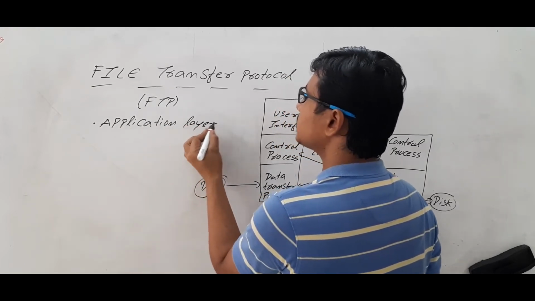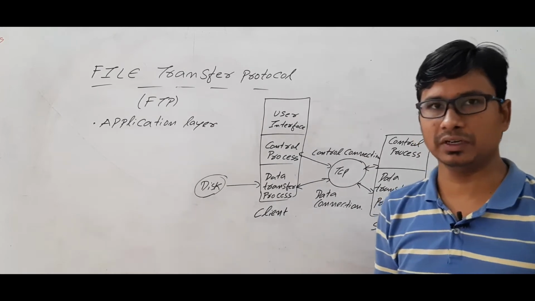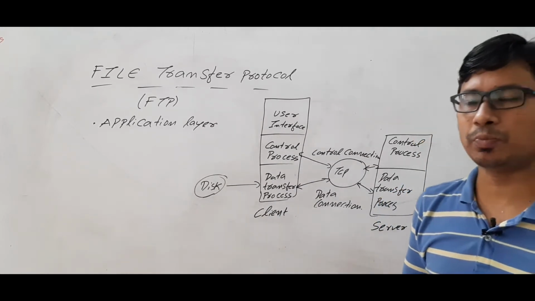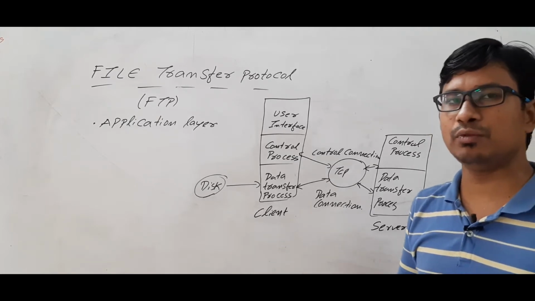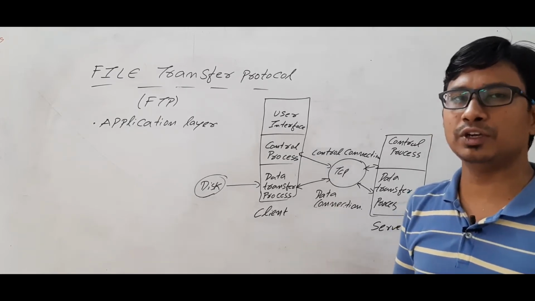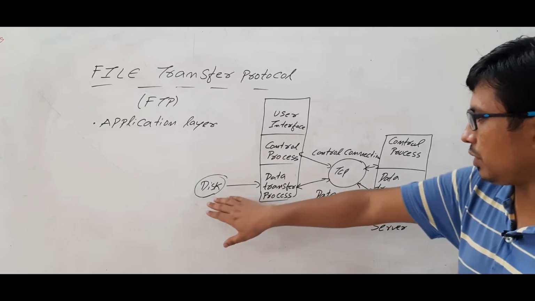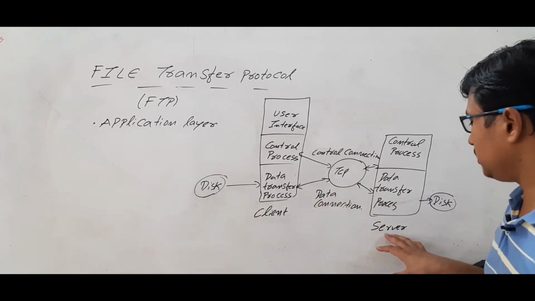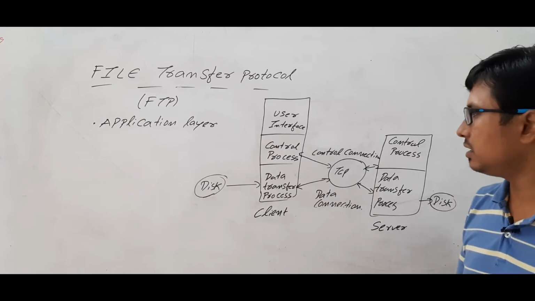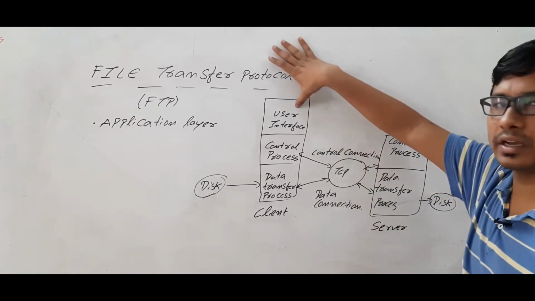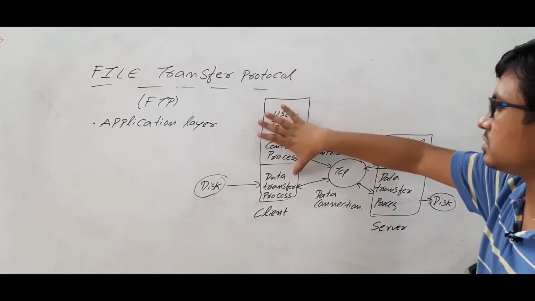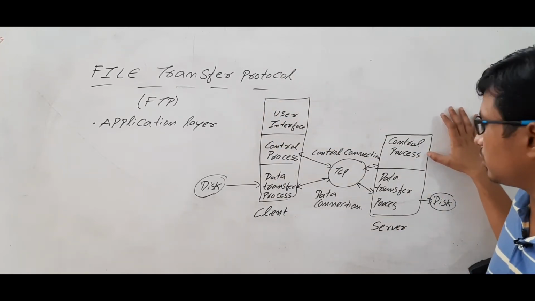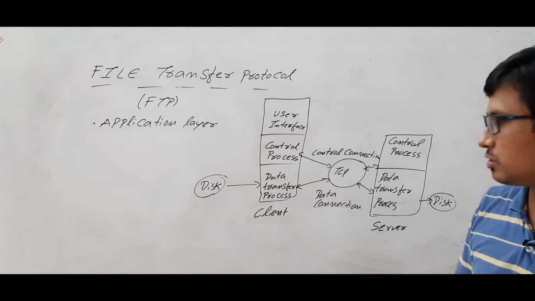Now you can ask me how the data will be transferred. To explain it, I have taken a diagram and I will explain the process in detail, so I request everyone to watch the complete video for better understanding. You have a client and a client disk for storing the data. Similarly, you have a server and its disk. The client has a user interface, a control process and a data transfer process. Similarly, at the server, you have a control process and a data transfer process.